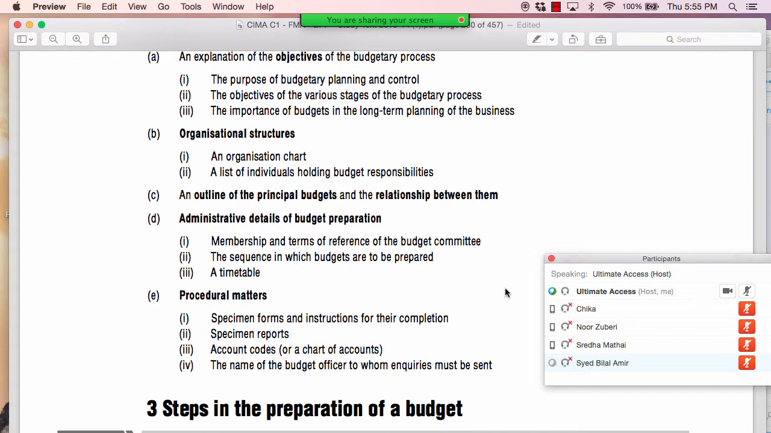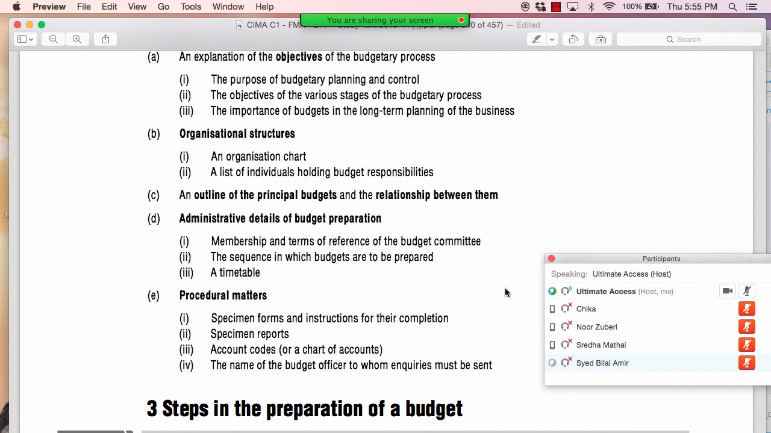And then it will link itself to other sub budgets. Administrative details of budget preparation, members and terms of reference of the budget committee, the sequence in which the budgets are prepared, the timetable.